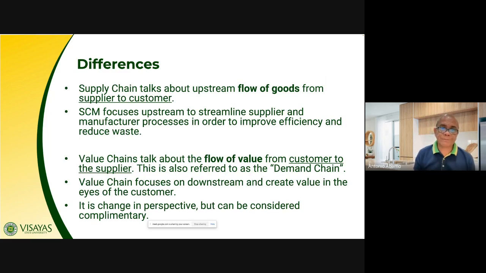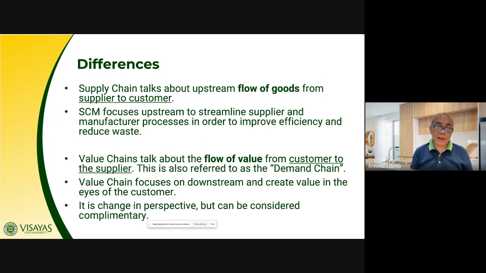Now let's come to differences. Now, supply chain talks about upstream flow of goods from supplier to customer. Remember, upstream flow. Gikan sa taas, gikan sa farmer, daligdig pa ingon ngadto sa market down to the downstream most part of the chain. And the objective is the chain that produces the lowest possible cost will become more competitive. Supply chain also focuses on upstream to streamline supplier manufacturer processes in order to improve efficiency and reduce waste. So, in other words, supply chain focuses on the ability of the upstream players to supply the goods needed by the value chain, or needed by the market, at a very cost efficient system. Now that is supply chain.